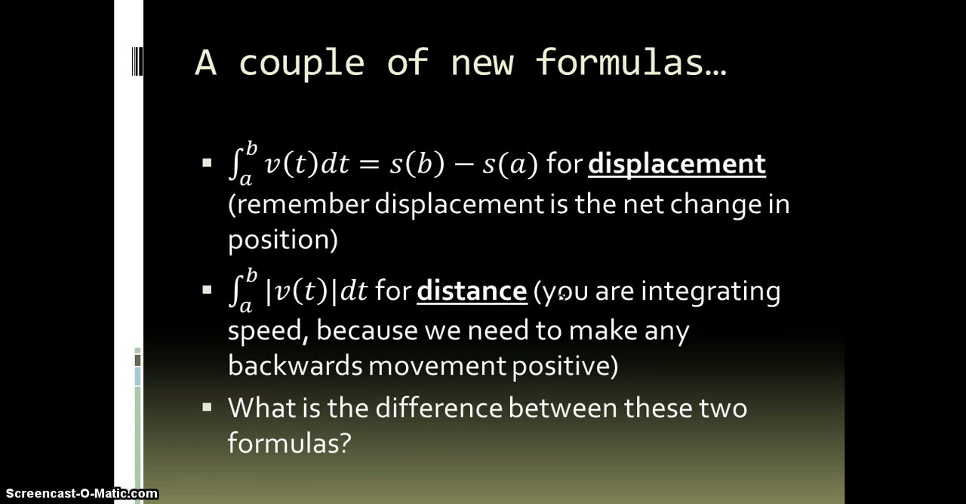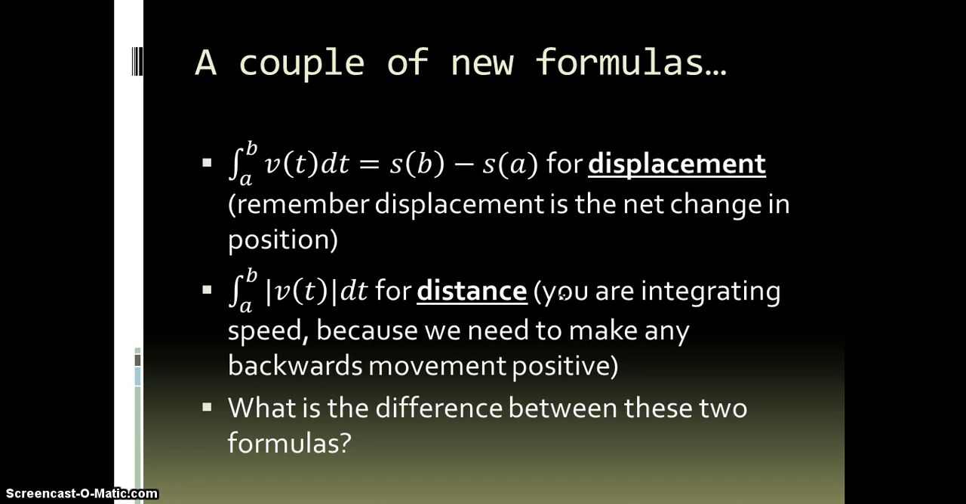A couple of new formulas for us. Way back in about October, we talked about the displacement of an object, and displacement was the net change in position. One way that you can write this is s of b minus s of a, where a and b would be our initial and final positions respectively. Well, now we can tie that into integrals. The integral from a to b of v of t dt is s of b minus s of a, because s, or position, is the antiderivative of velocity.